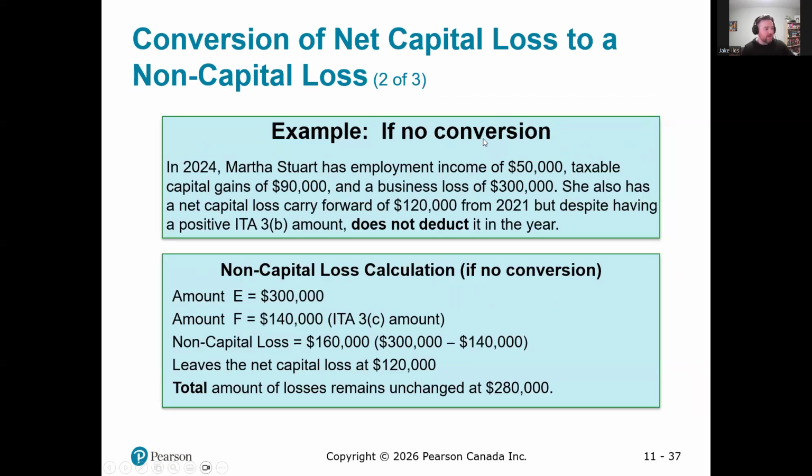So if there was no conversion, with Martha Stewart's employment income of 50,000 and capital gains, despite having a positive taxable gain amount, we did not deduct it in the year. If we did it without the conversion, our non-capital loss would be 160. Our net capital loss would be 120. If we just left the net capital losses alone, they would just sit until we had gains. But this year we had gains, so we can convert $90,000, the amount of our taxable gains, from net capital loss into our non-capital loss amount.